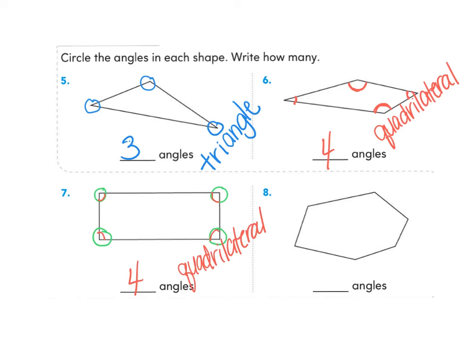All right, this next one has 1, 2, 3, 4, 5, 6 angles. So since it has 6 angles, 6 vertices, and 6 sides, that makes this a hexagon.